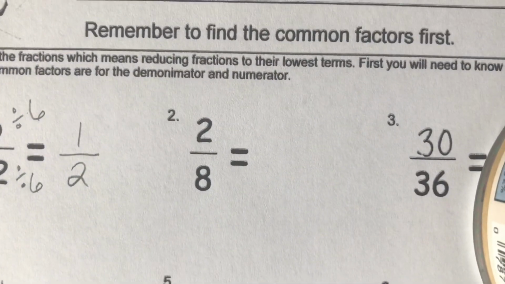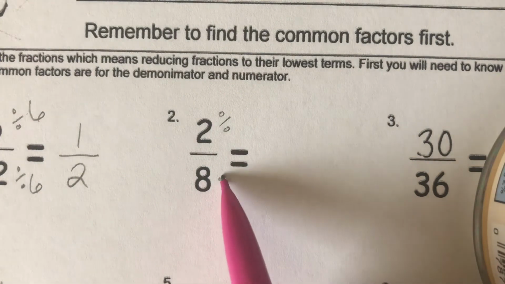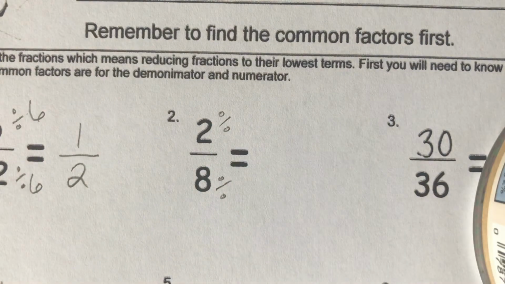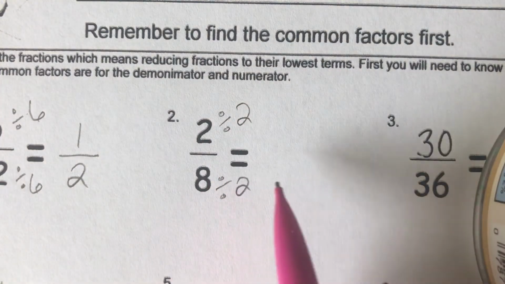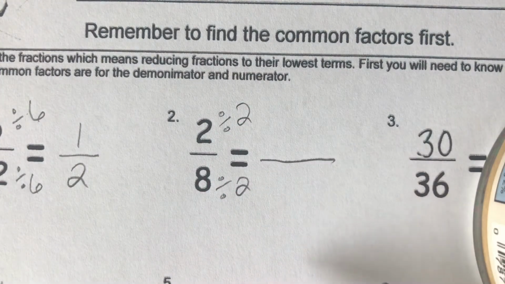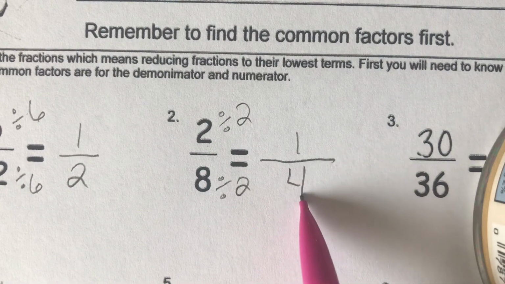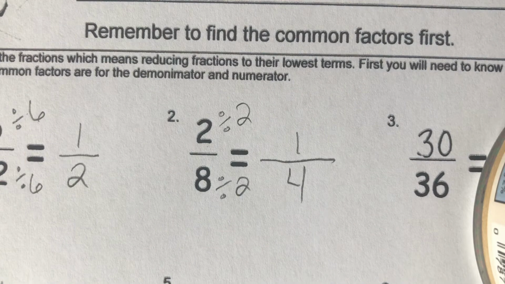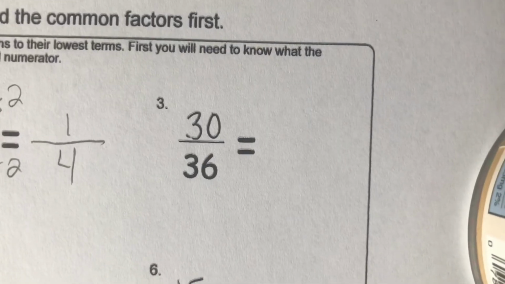All right, let's take a look at 2. Again, we're dividing these. 2 is a factor of 8, so they both have a common factor of 2, or a GCF of 2. 2 divided by 2 is 1. 8 divided by 2 is 4. Okay. And 3.